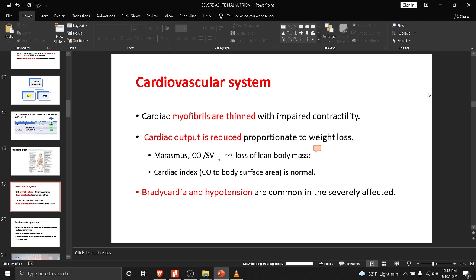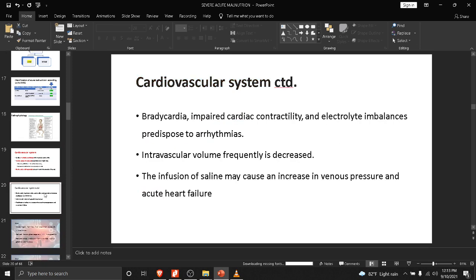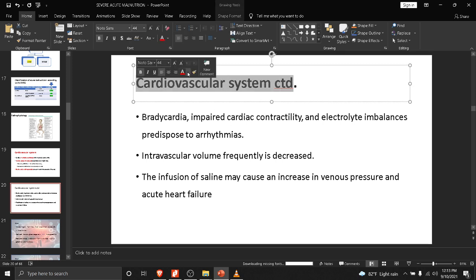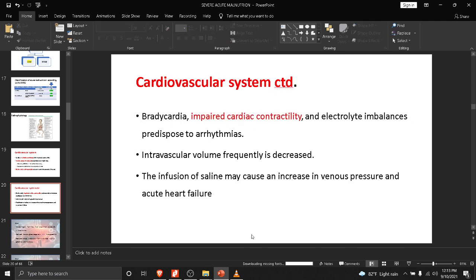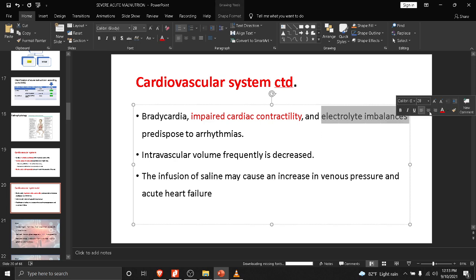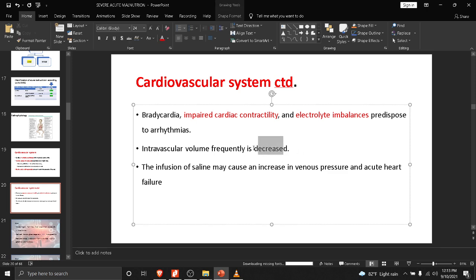So bradycardia and palpitation are common in the severely affected. This statement is very important to our case, and I will come back to it later. Again, bradycardia, impaired cardiac contractility and associated electrolyte imbalances can predispose to arrhythmias. Also, there is intravascular volume depletion, so infusion of saline in the management of severe acute malnutrition can lead to increased venous pressure and cause acute heart failure. So we have to be very careful when giving IV fluids to a severe acute malnutrition child.